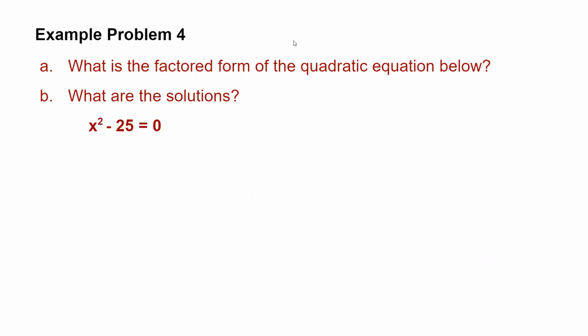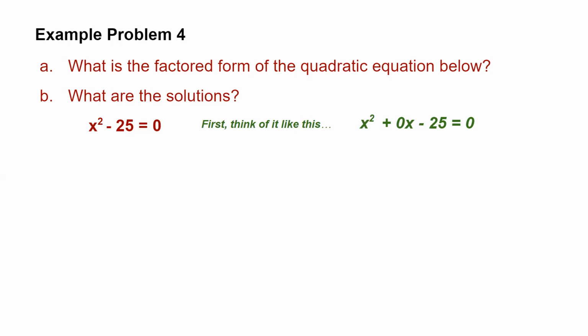All right, one more example. What is the factored form of the quadratic equation below? What are the solutions? And once again, this one looks a little bit different than what we've seen before. What's missing here? We don't have an x term. So we should think of this like this. X squared plus 0x minus 25.